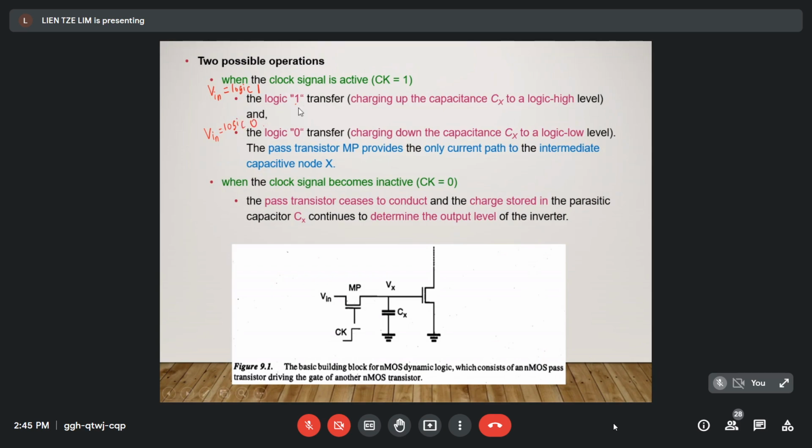Okay, for logic 1, the transistor, when it is on, will charge up the capacitance Cx to a logic high level. So this means that when Vin is high, the transistor will be on, and then Vx will also be high. The output will be at a high level voltage. Cx charges up.